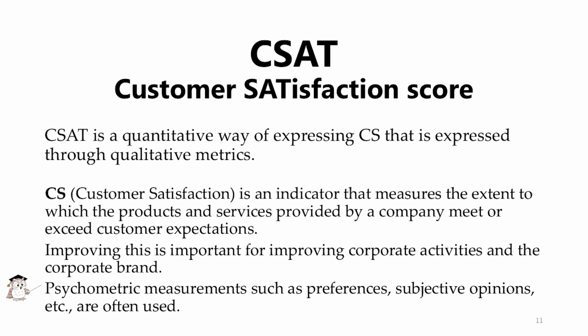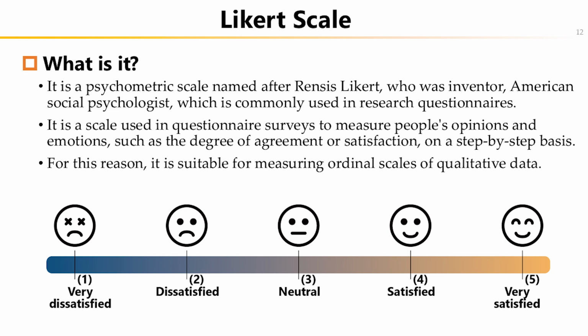Psychometric measurements such as preferences, subjective opinions, etc. are often used. The Likert scale is often used for CSAT. It is a psychometric scale named after Rensis Likert, an American social psychologist and inventor, which is commonly used in research questionnaires. It is a scale used in questionnaire surveys to measure people's opinions and emotions, such as the degree of agreement or satisfaction, on a step-by-step basis.